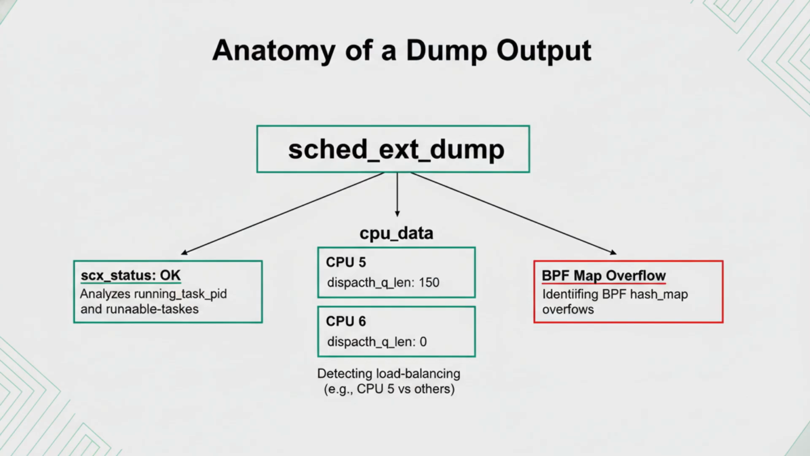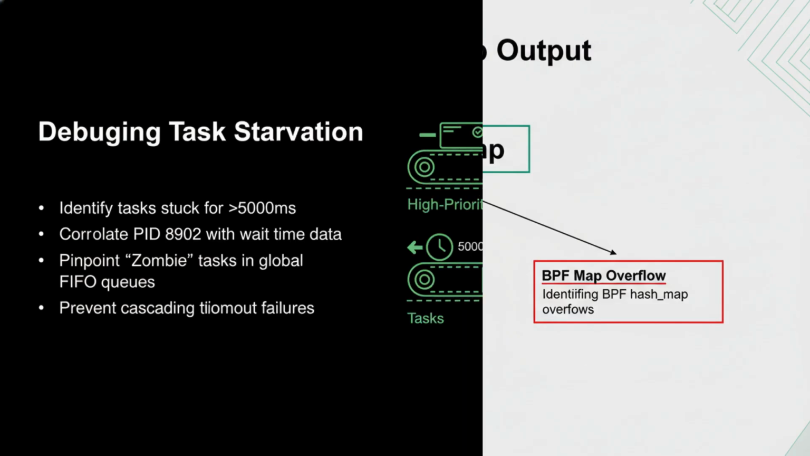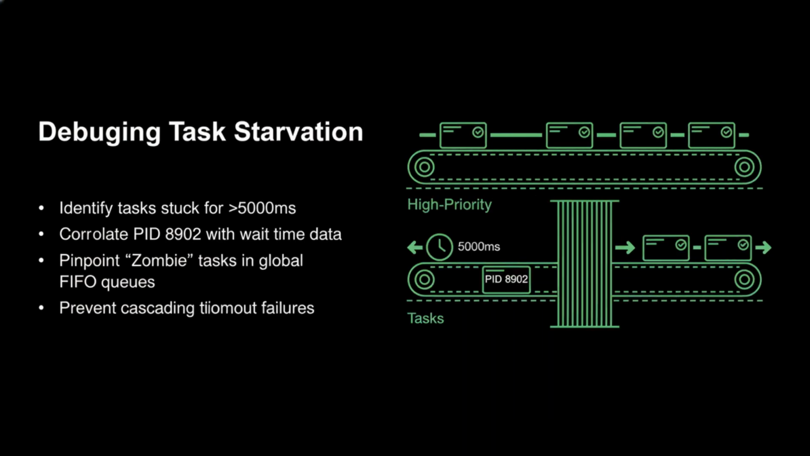If a hash map representing your priority levels is full, the dump will reflect that overflow. For a senior engineer, these numbers are the DNA of the system's performance at a single moment in time. One of the most insidious issues in custom scheduling is task starvation. This happens when your BPF logic accidentally overlooks a specific class of tasks, leaving them in the queue indefinitely.